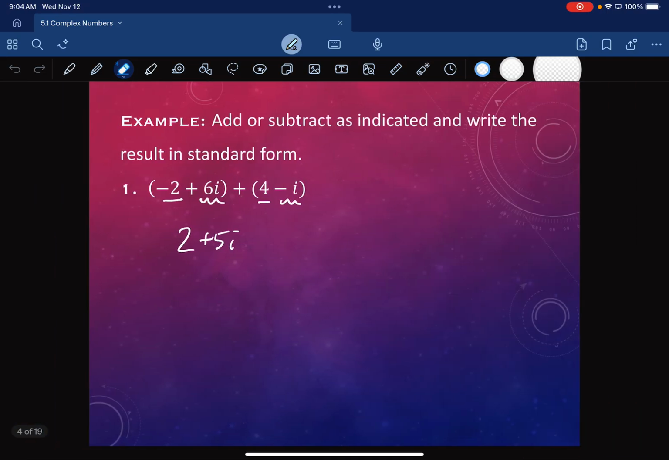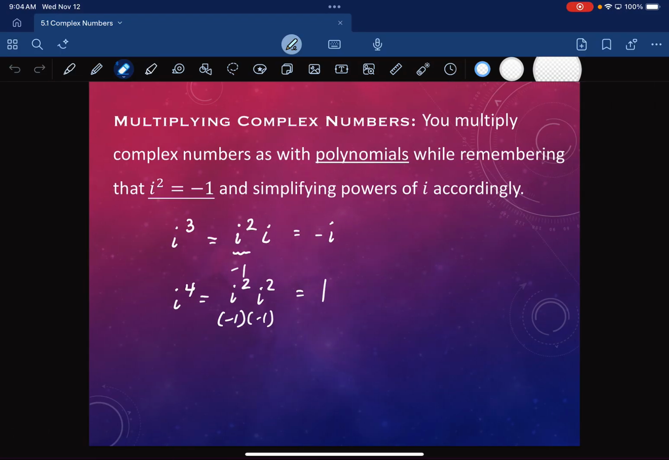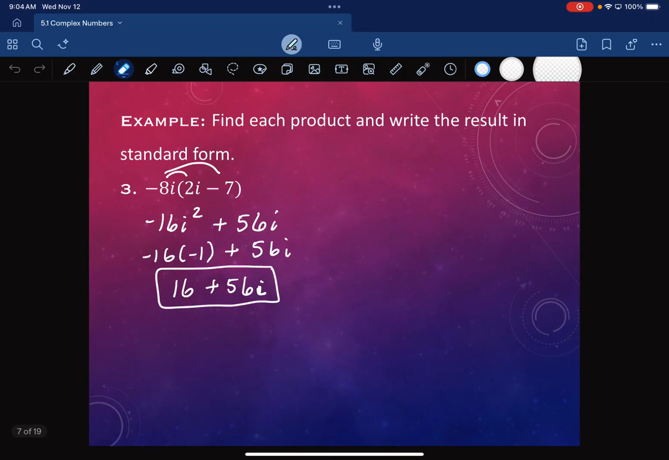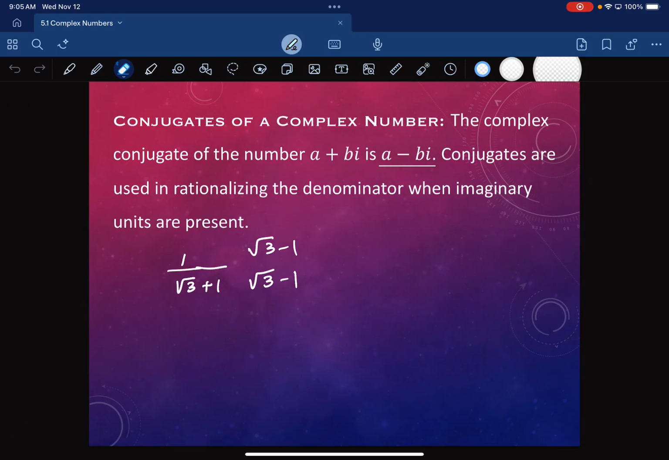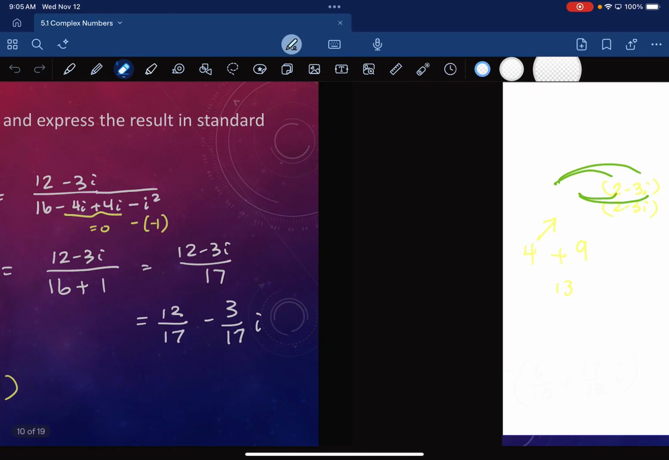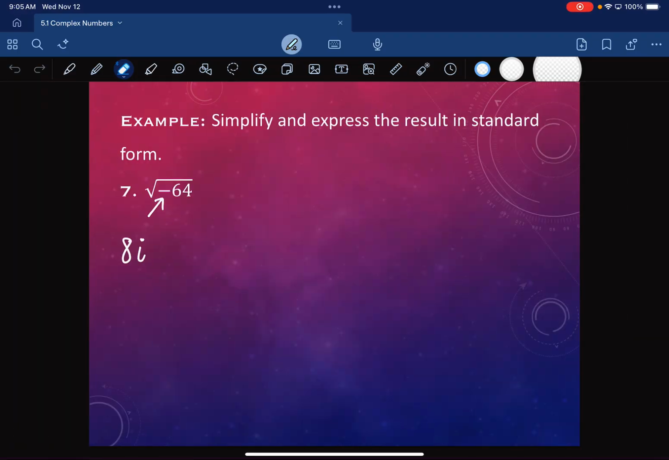We took a look at the idea that adding means combining like terms, same with subtracting. And then when we multiply, we have this extra caveat on top of what things have looked like before with polynomials, where if we have powers of i, we're able to reduce them because we know that i squared is equal to -1. And we had done some arithmetic with conjugates for division and had left off right here with the idea of finding the complex components when we have square roots of negative numbers.